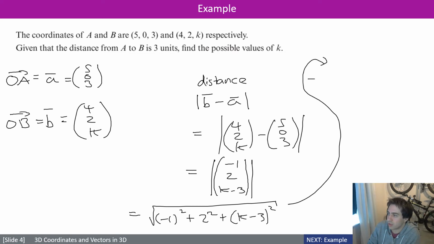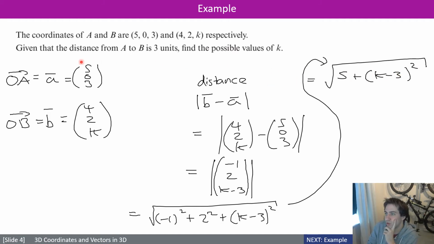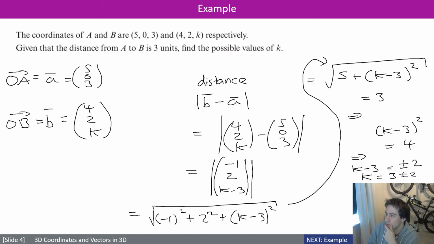So that's the square root of 1 plus 4 is 5 plus k minus 3 squared. Okay, and then that's the distance. What did they say it was equal to? It's 3 units. So this thing is equal to 3. So that implies if I square both sides, I get 5 plus k minus 3 squared equals 9. Therefore, taking 5 away from both sides, I get k minus 3 squared equals 4. That implies k minus 3 equals square root of both sides, plus or minus 2. So k equals 3 plus or minus 2. My two possible values are 5 or 1. Okay, cool.